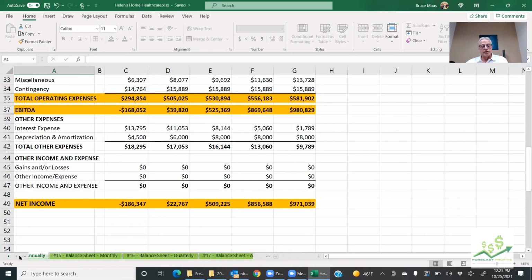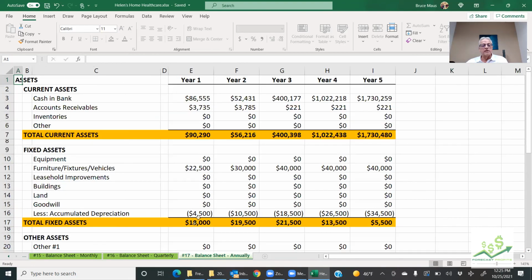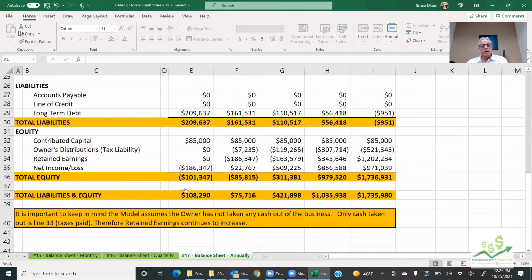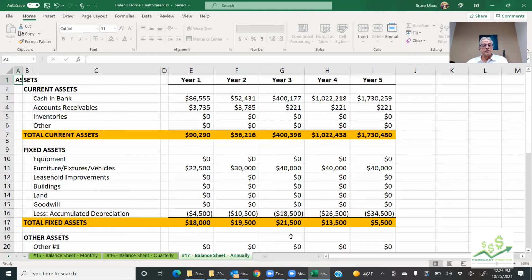Finally, the balance sheet stated annually. And this will indicate how your business is growing in value, as you see here with total equity. And that's how the model operates. And these are the statements that you would include in your business plan to give to your lender or investor.